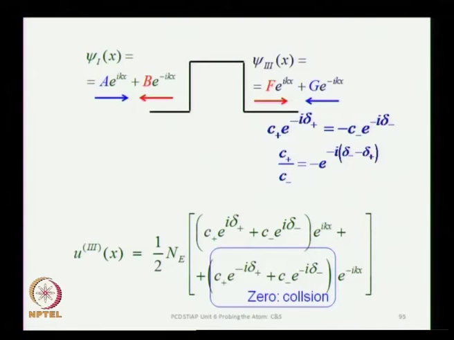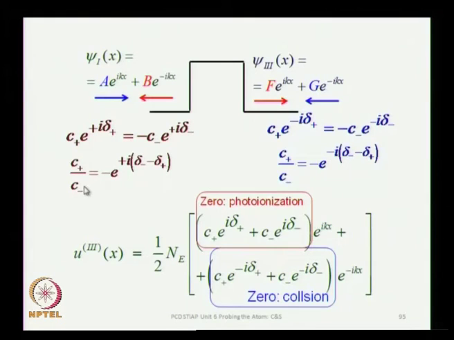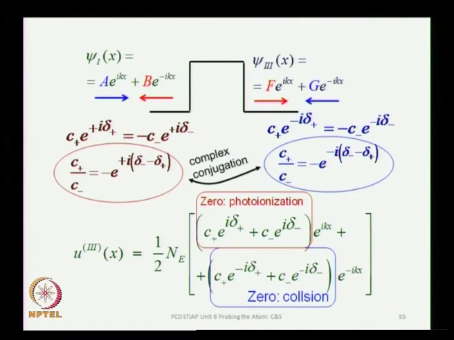What do you get for photoionization? For photoionization you get this relationship, let us write it over here. So, you get c plus upon c minus equal to minus e to the power plus i delta minus delta plus. Now, what is the connection between these two? They are complex conjugates of each other, and this is exactly what we expected. This connection becomes transparent by making this choice of the basis set. That is the advantage in choosing this basis set.